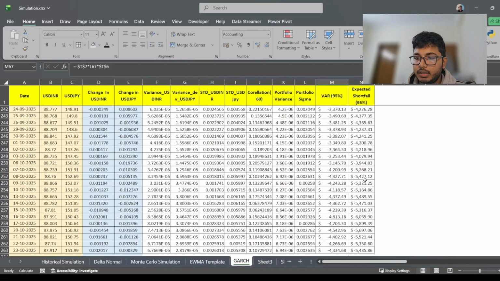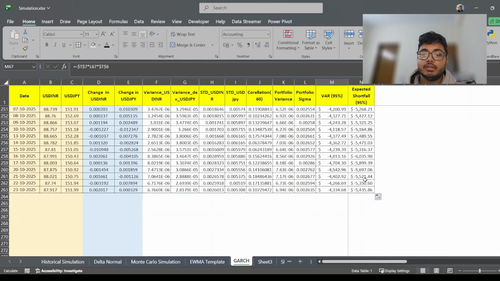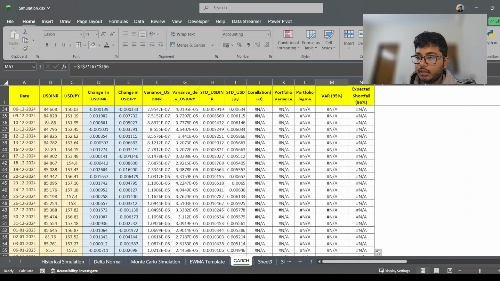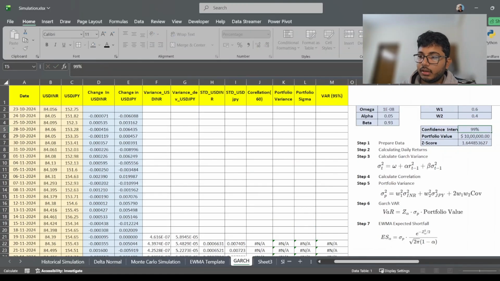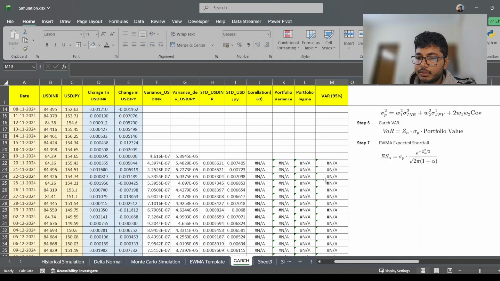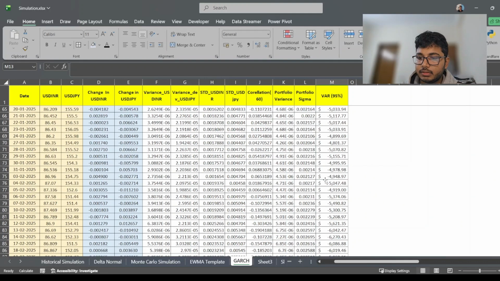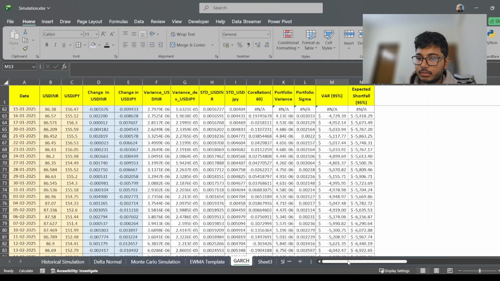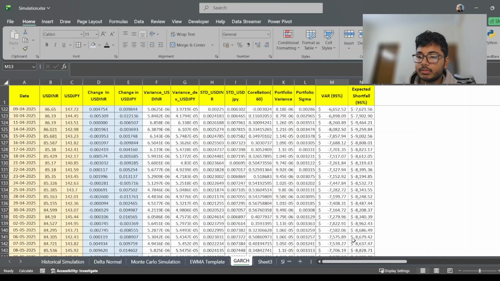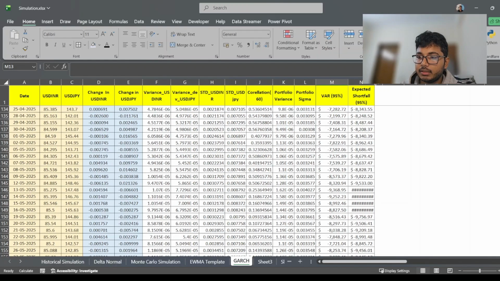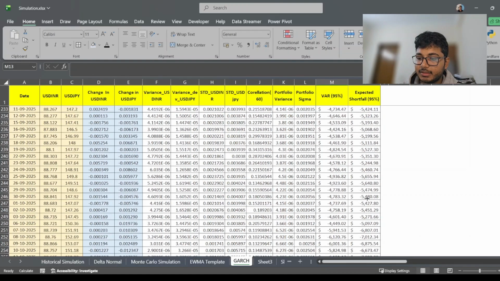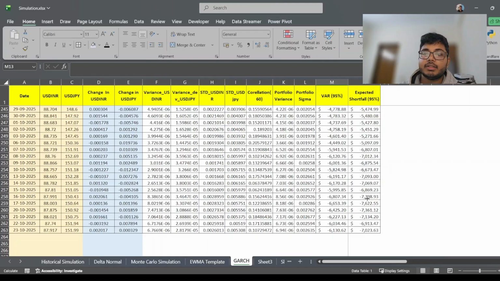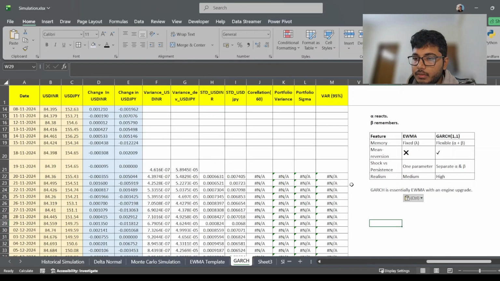Okay, and it keeps changing with the volatility, and we can just check what it is at 99%. It should be approximately 7,000 something. Okay, so sometimes 7, sometimes 8. In fact, it went to till 10,000 as well at 99%. So through this, we can calculate expected shortfall using the GARCH approach.